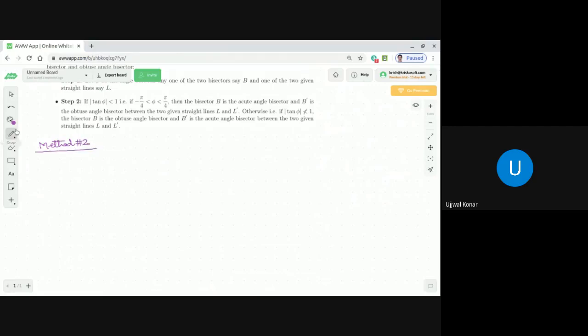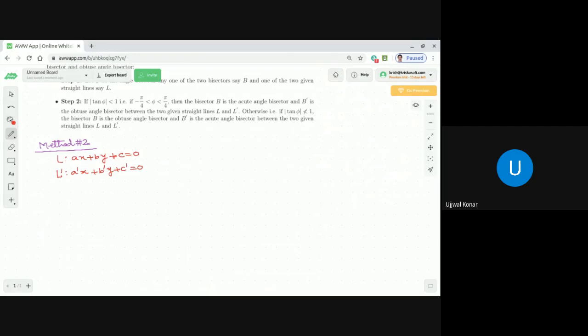Now, what are the equations of these two straight lines given? Let me write it here. The equation of the straight line L was ax plus by plus c is equal to 0, and L dash is a dash x plus b dash y plus c dash equal to 0.